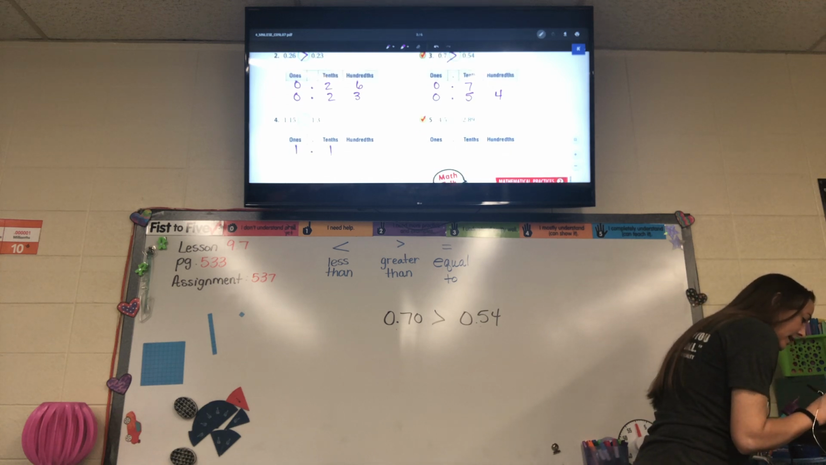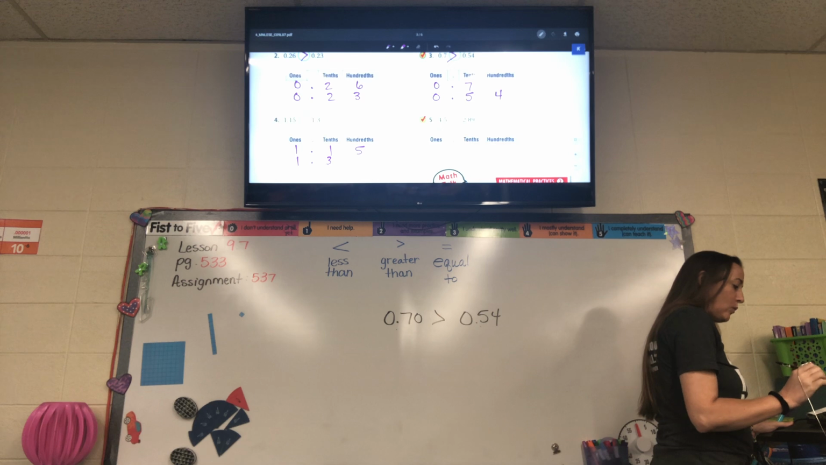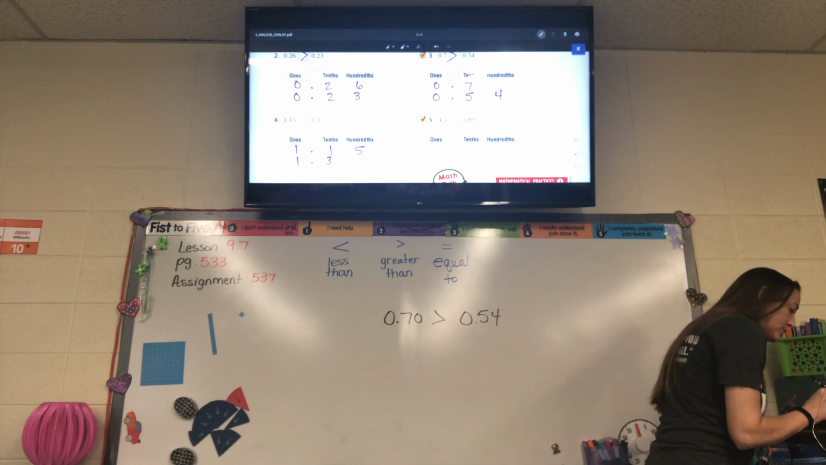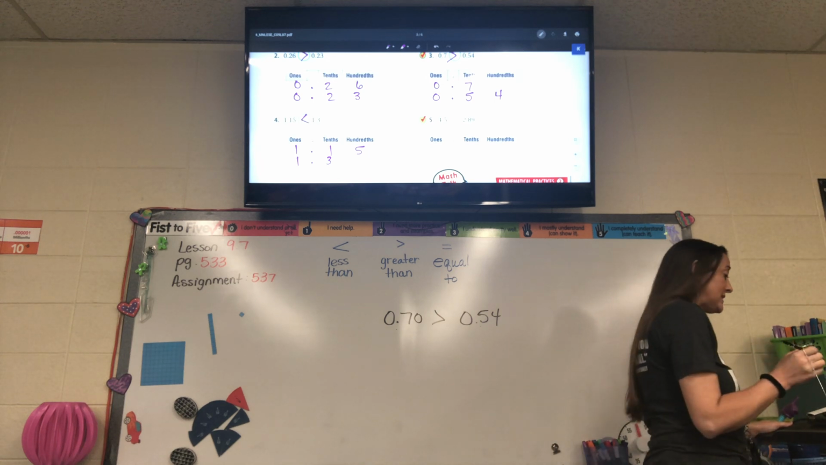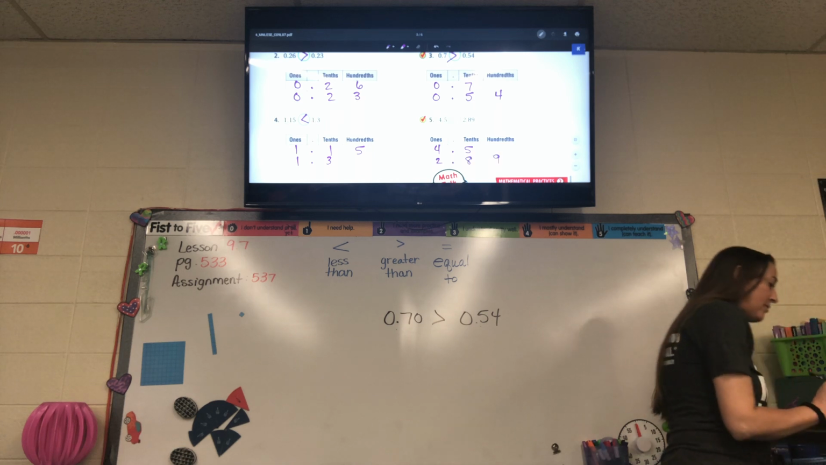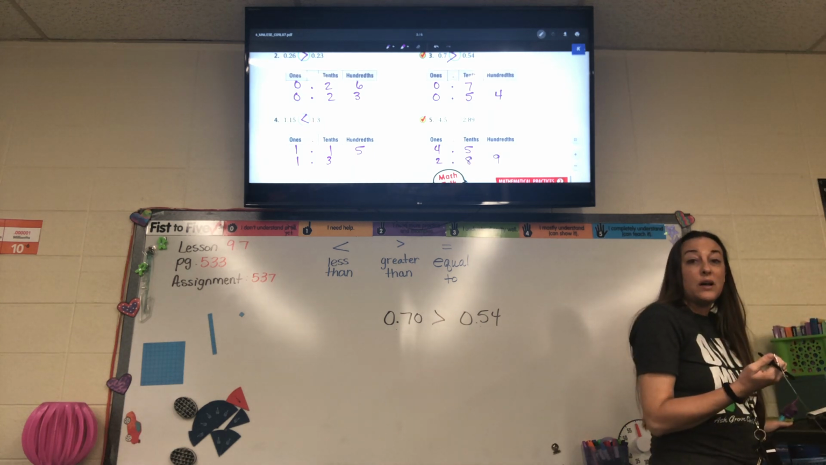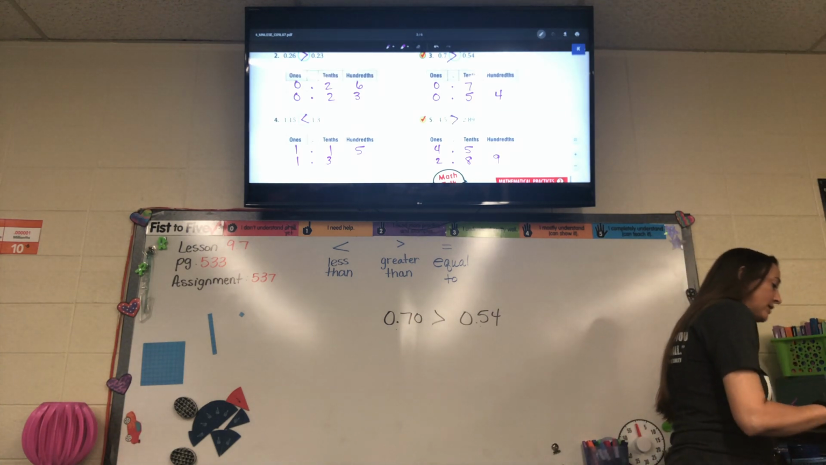Next one says 1 and 15 hundredths and 1 and 3/10. So going down the line here, ones place are the same. Tenths, we have a 1 and a 3, and 3 is greater than 1. So 1.15 or 1 and 15 hundredths is less than 1 and 3/10. And then we have a 4.5 and a 2.89. Right off the bat, we can see that one has 4 ones and the other has 2 ones. So 4 ones is greater than 2 ones.